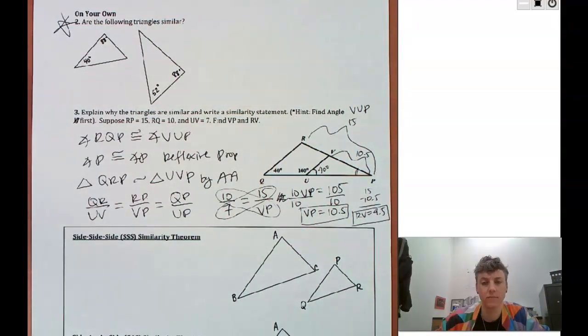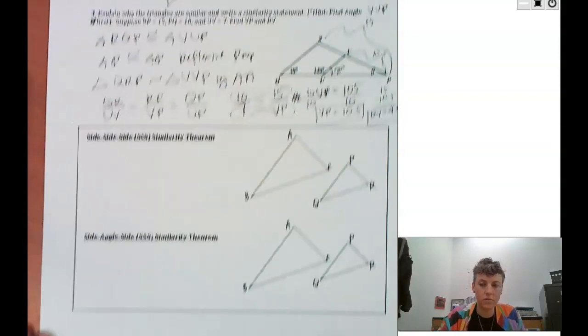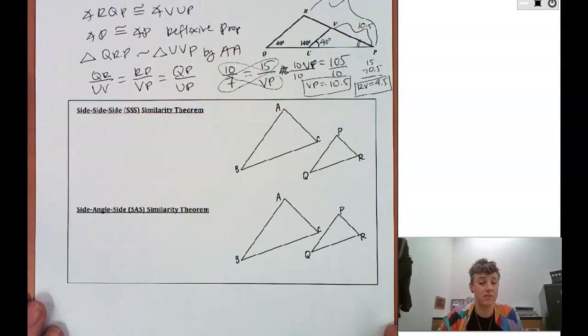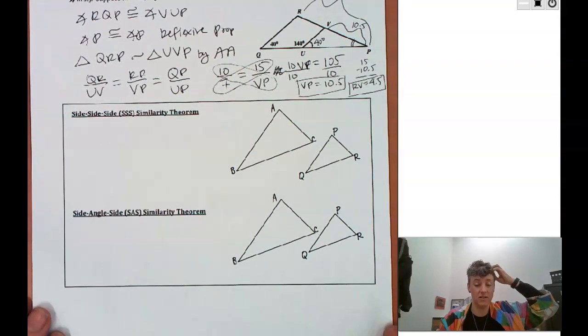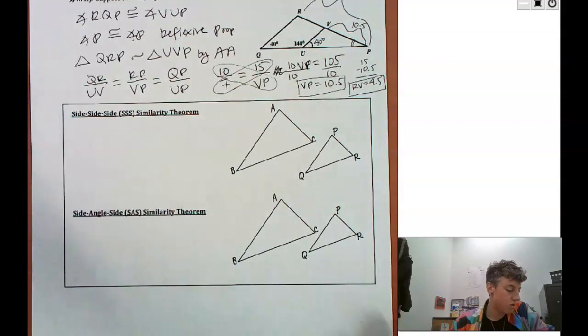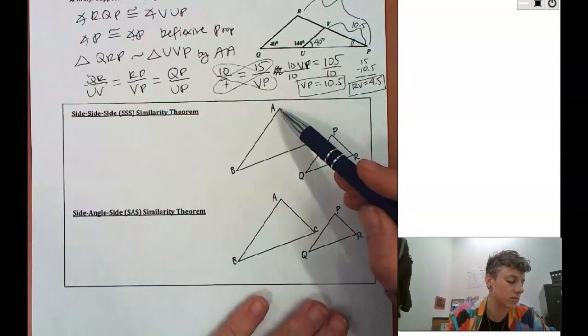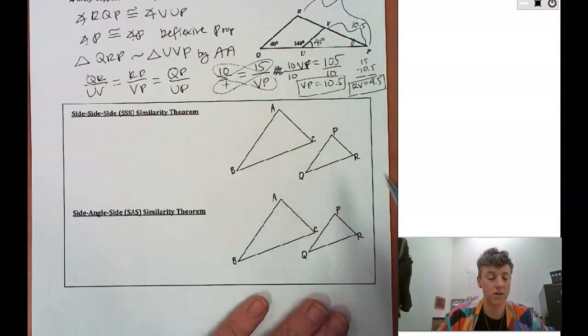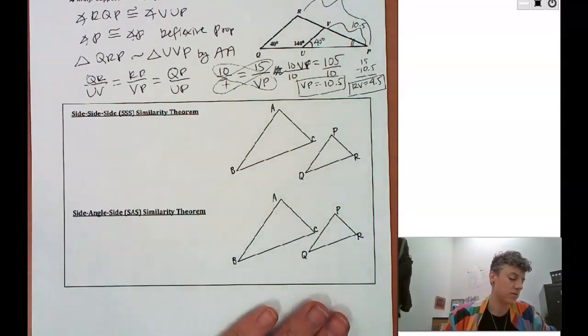Alright, so we used the angle-angle similarity to show that triangles were similar. We've also got 2 more ways we can do that: side, side, side similarity and side, angle, side similarity. So, side, side, side says if all the corresponding sides of 2 triangles are proportional, then the triangles are similar.